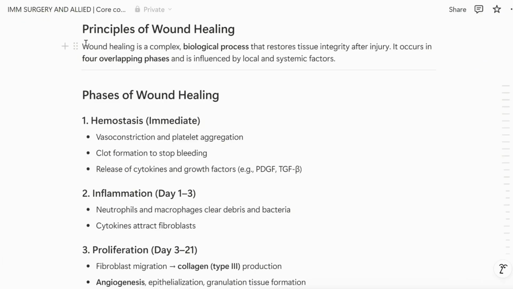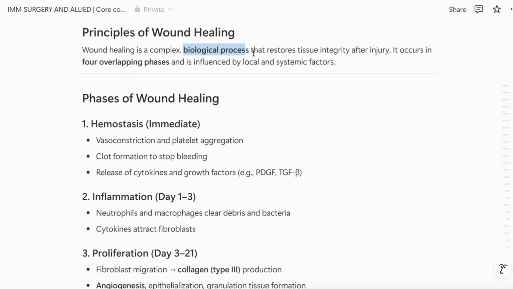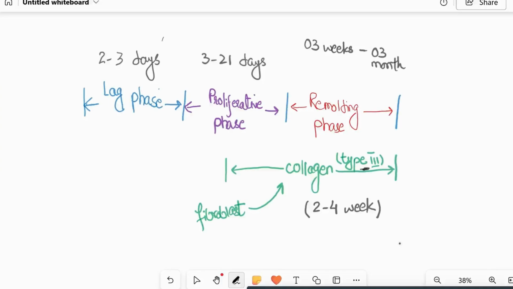Now we will talk about the principles of wound healing. Wound healing is a complex biological process that restores tissue integrity after any sort of injury. It occurs in 4 overlapping phases, and there are certain factors which influence wound healing. First of all, we will talk about the different phases of wound healing. First, we have the lag phase. As I have explained, it lasts between 2 to 3 days. It is the very first phase. In some texts, it is referred to as the inflammatory phase.